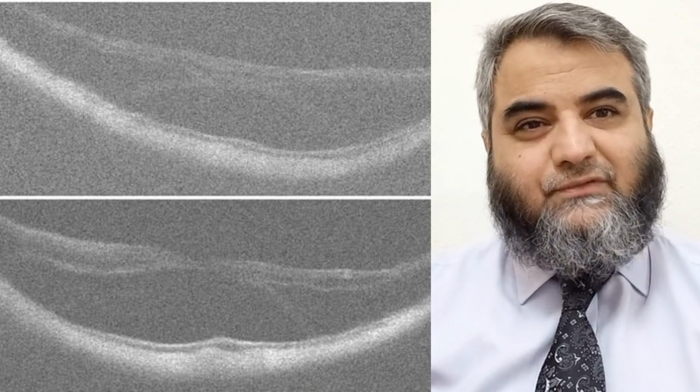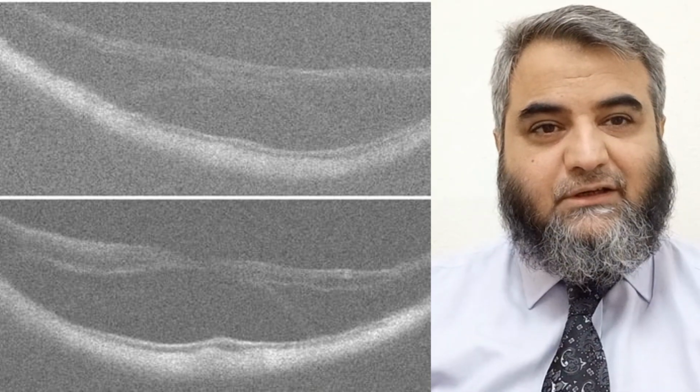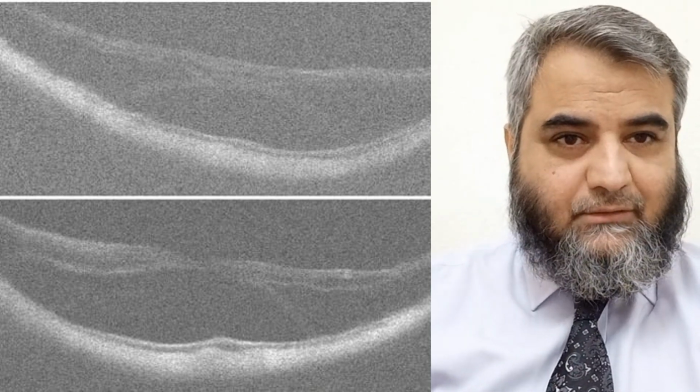Actually, there are two forces which are acting on it. One is from the scleral side. The eyeball is getting elongated, lengthening is happening. So the sclera is also exerting force.